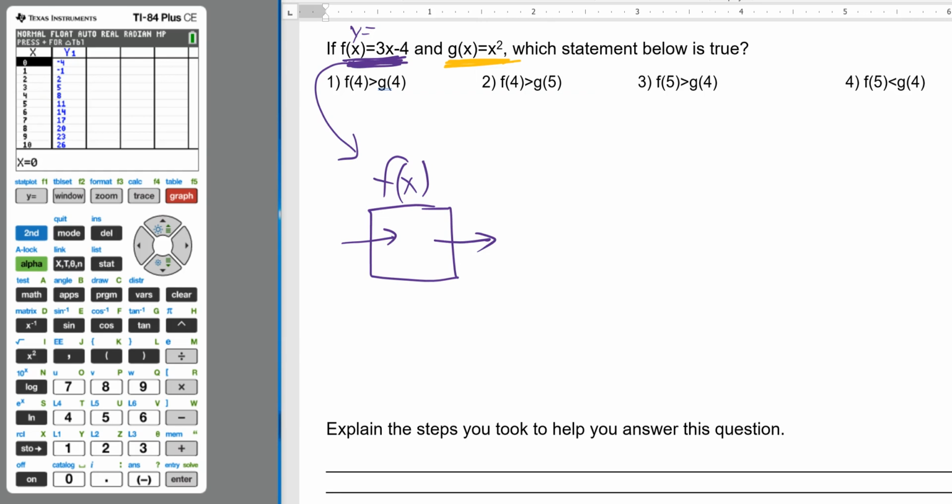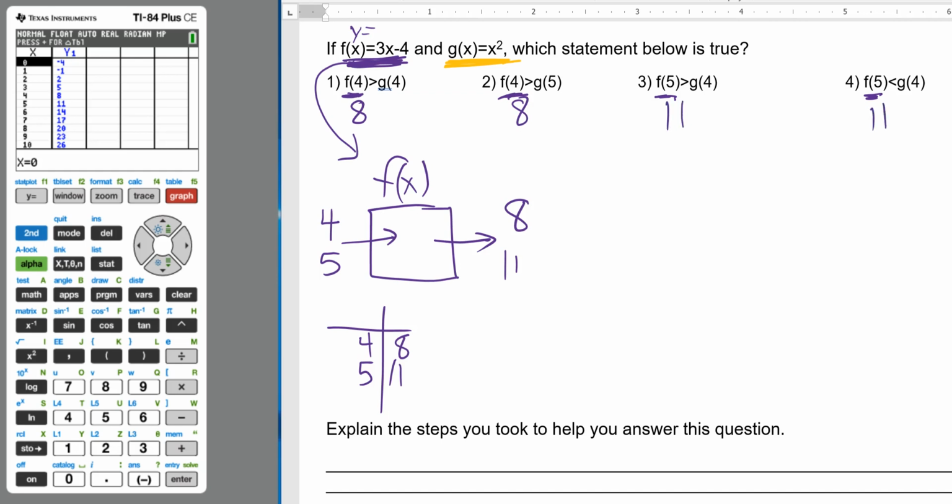We don't need any value. We just need to see what happens for f of 4 and f of 5. Okay, so when we input a 4, the table says we're going to get 8, right? We have a table for f of x. 4 gives us 8. And 5 gives us 11. So this tells us that anytime we see f of 4, it really just means 8. And anytime we see f of 5, it really just means 11.